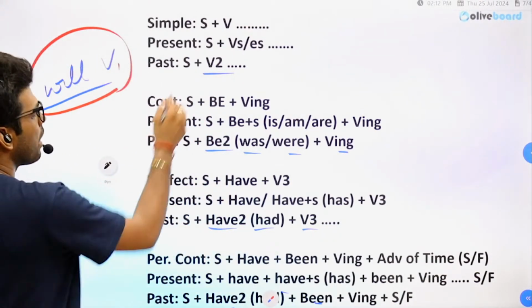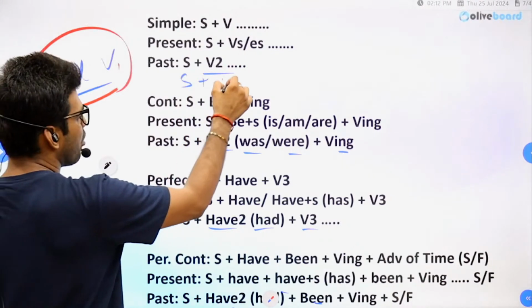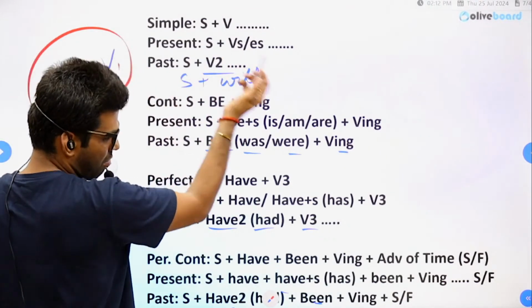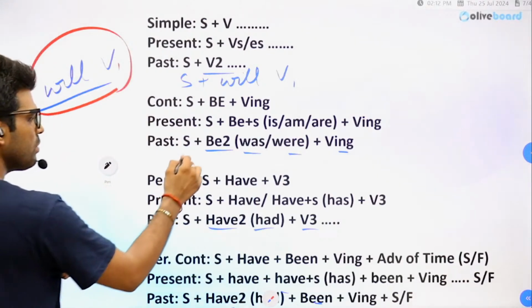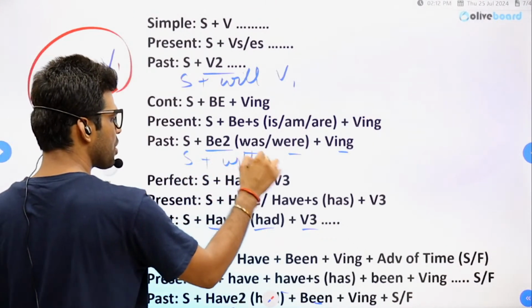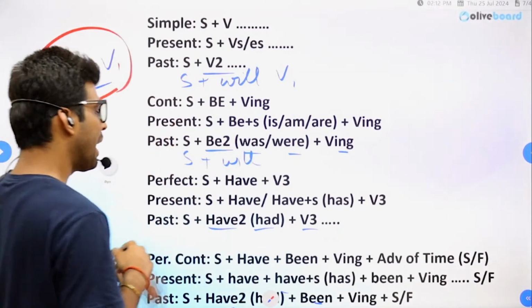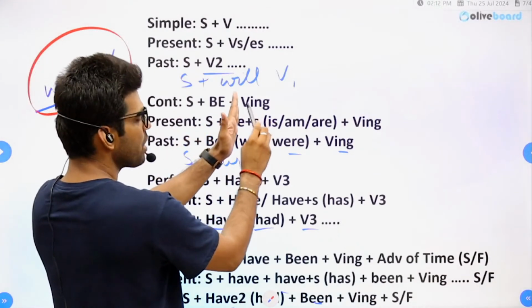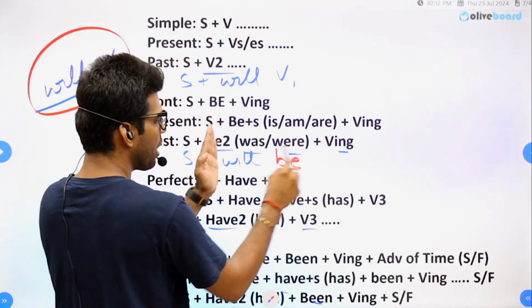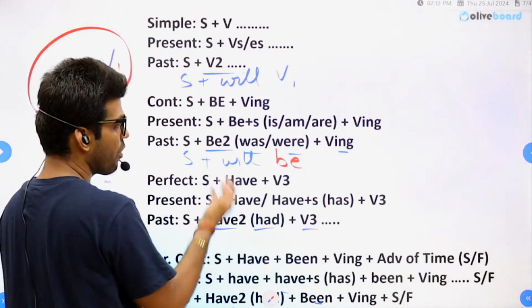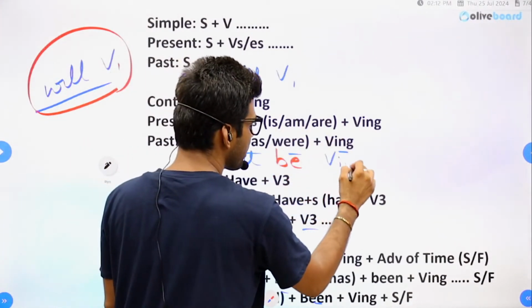Okay. So subject plus will or shall, whatever the subject is, and then a V1 after them, fresh form. Subject plus will or shall as per the subject, and then a fresh form here. Don't touch this. That's a non-finite verb. Be itself will be coming here because that's the fresh form, and then ing because it is a continuous tense.